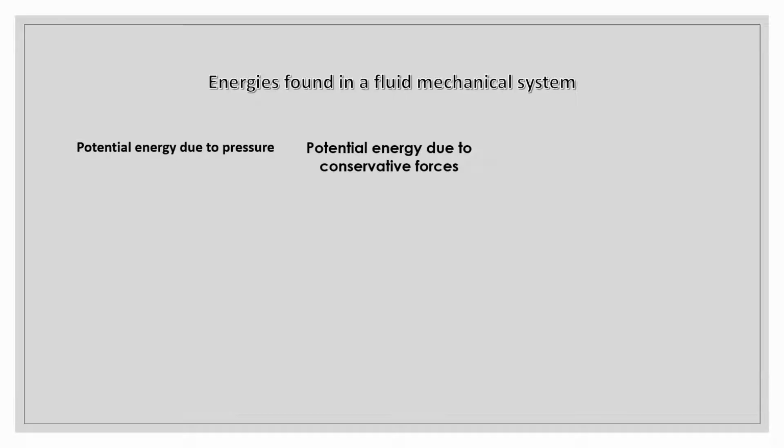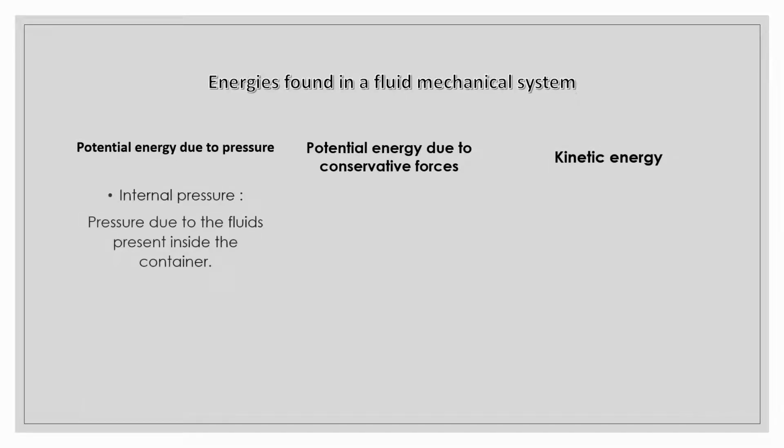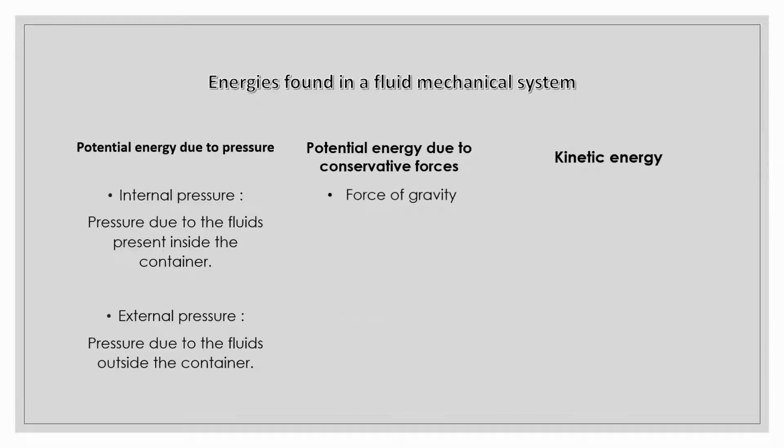Energies found in a fluid mechanical system. Many types of energies can be found in such systems. However, in our level, we are only interested in the following. 1. Potential energy due to pressure. 2. Potential energy due to conservative forces. 3. Kinetic energy. For pressure, we have internal pressure and external pressure. For conservative forces, we will only study one type, which is force of gravity.